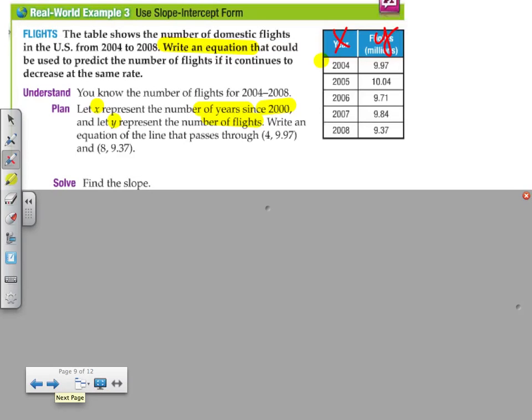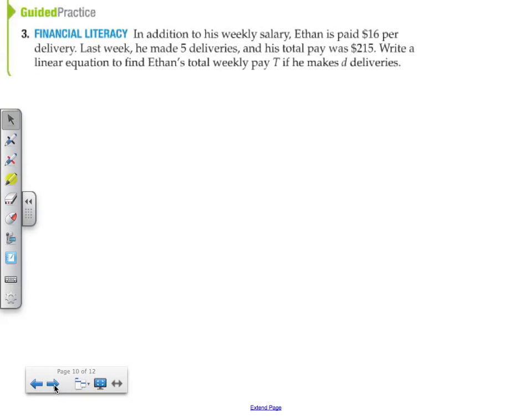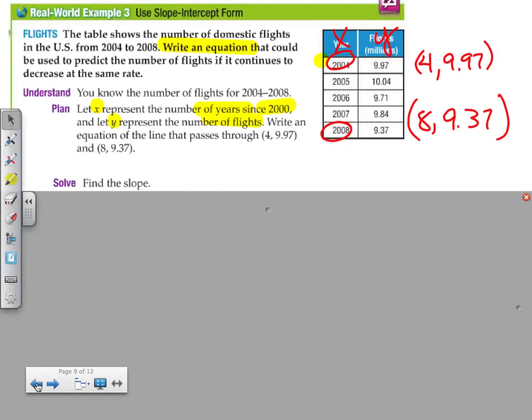Now, as you notice, these are our points. This point will be 4, 9.97. All right. So we're going to compare 2004 all the way down to 2008. So 8 will be 8, 9.37. And 2008, we're just going to simplify that to 8. Oops, didn't mean to do that. Sorry, guys. Go back here.